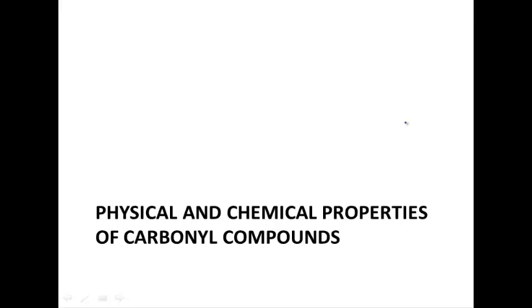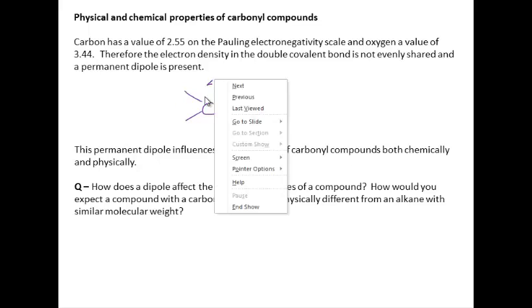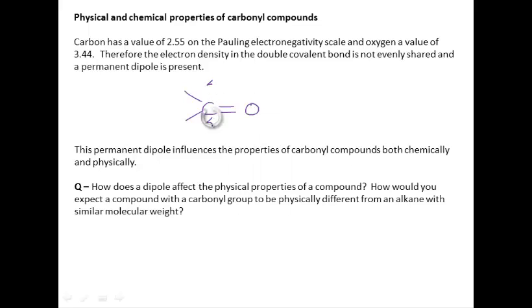Okay, let's move on to physical and chemical properties of carbonyl compounds. So carbon has a value of 2.55 on the Pauling electronegativity scale, and oxygen a value of 3.44. This leads to the presence of a permanent dipole, and you're used to representing that in school with a delta positive symbol and a delta negative symbol.